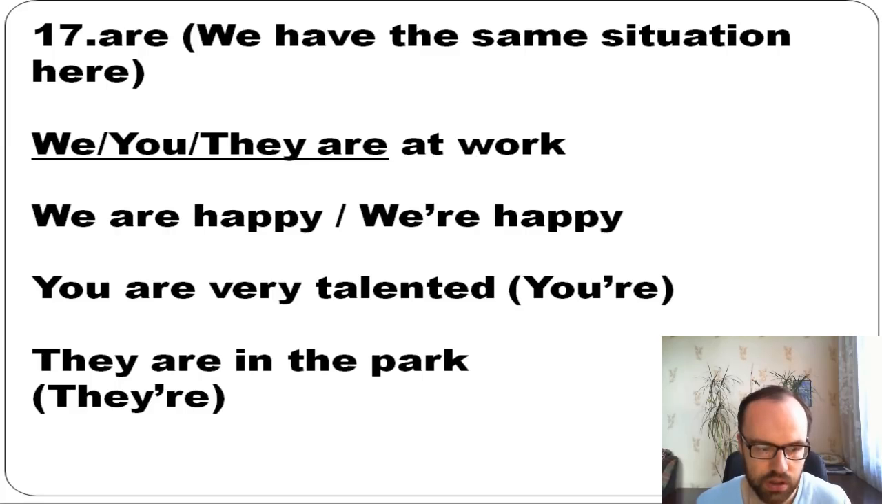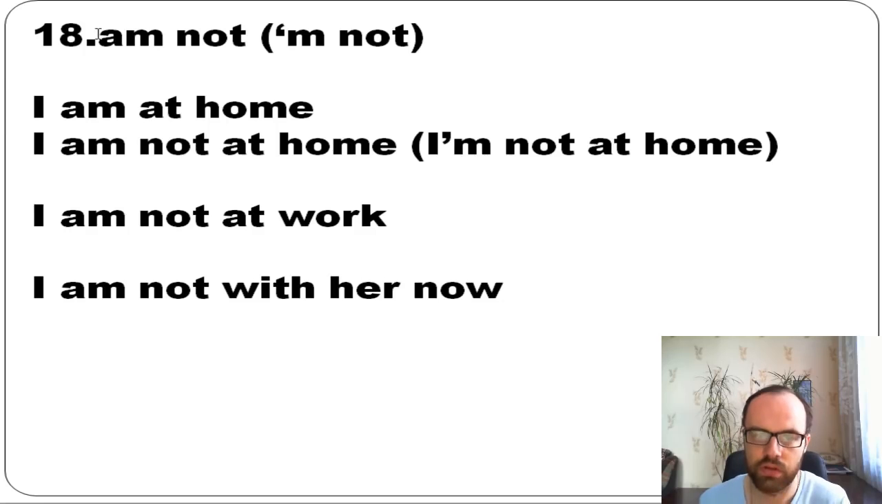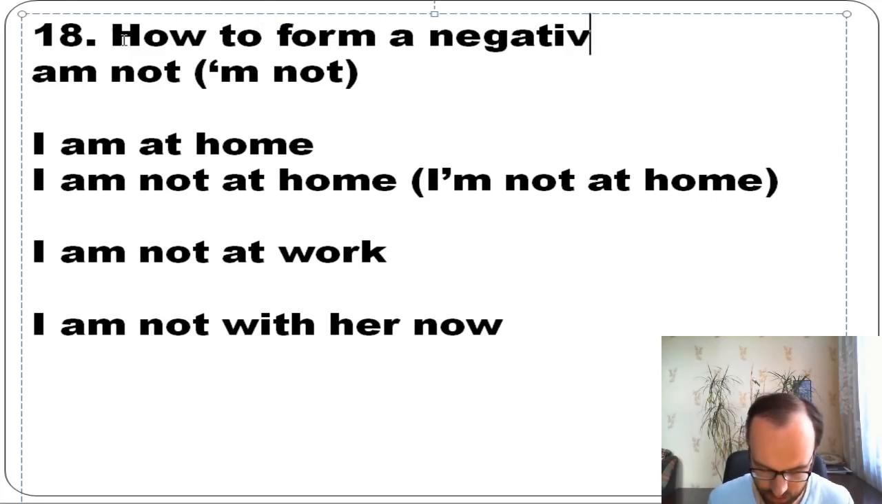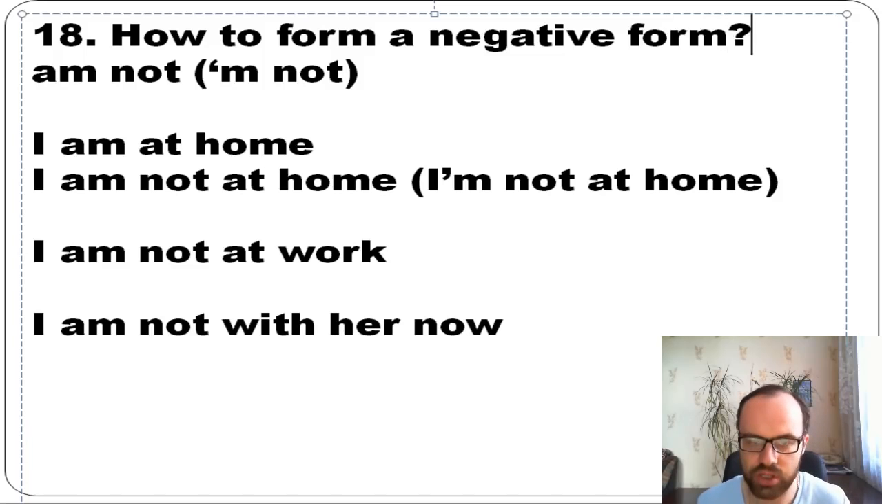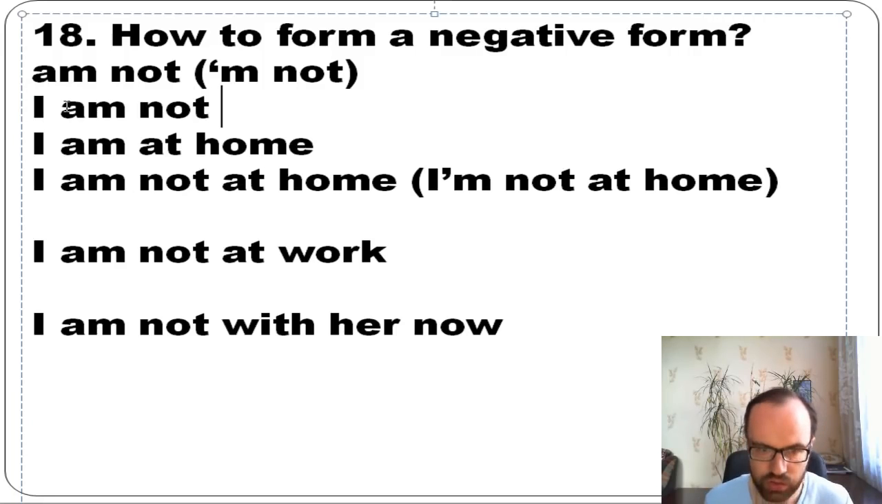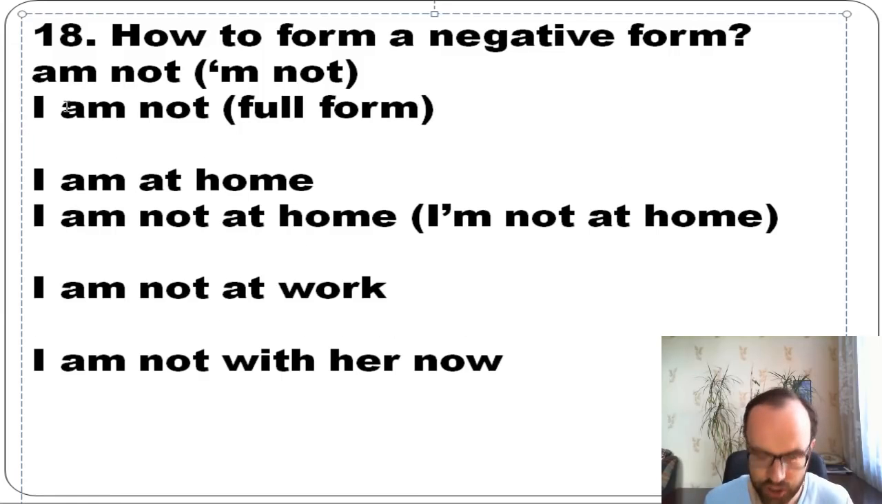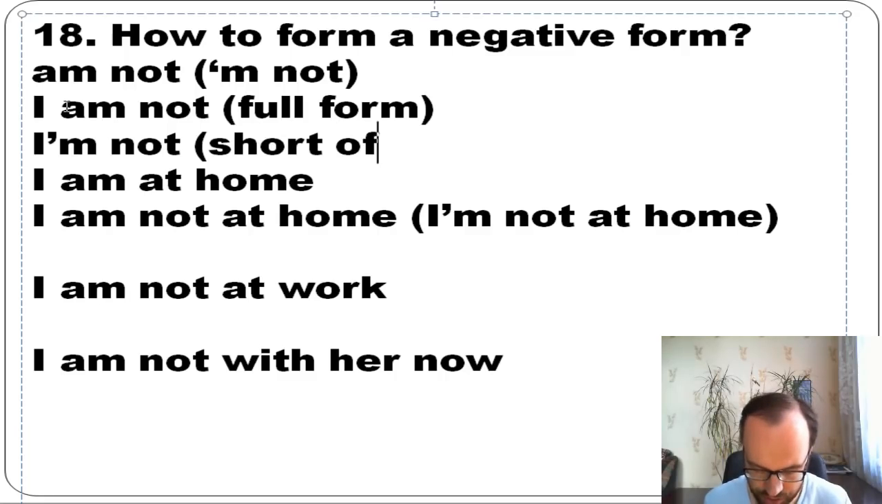Next, how to form a negative form. So it's simple. Am not. Look, I am not. So it's a full form. Or you can use a short form. I'm not. It's a short form.